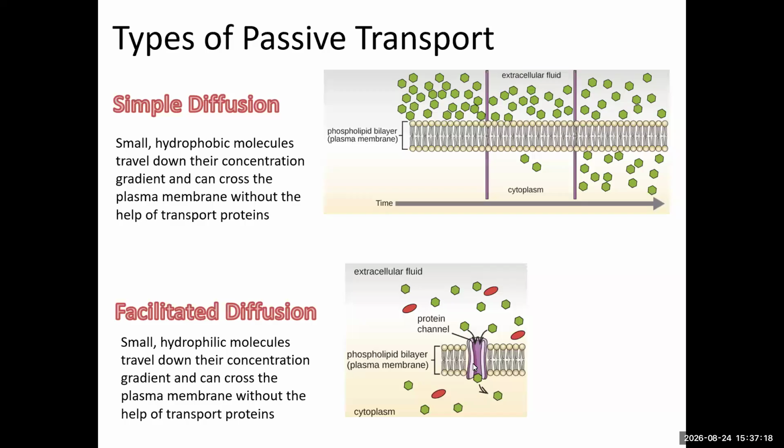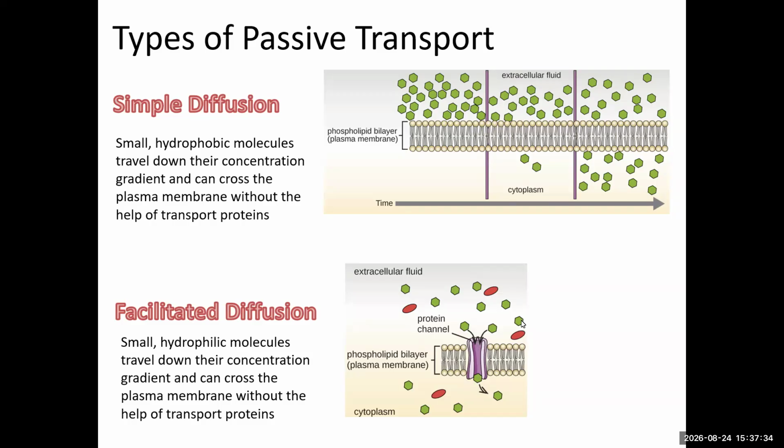It's called a transport protein. Notice it's a transmembrane protein spanning the entire plasma membrane. And notice that it's hollow in the middle. This is going to be what allows molecules to go from one side of the membrane to the other.